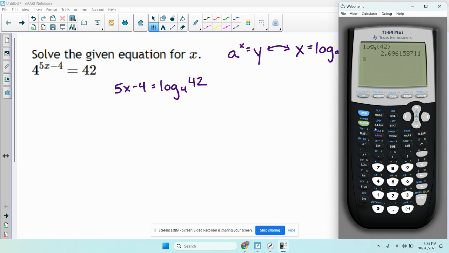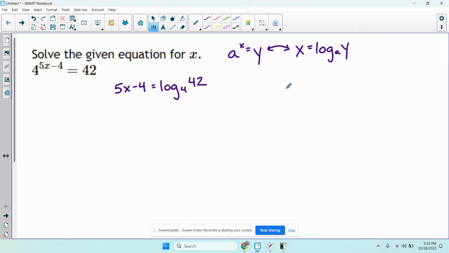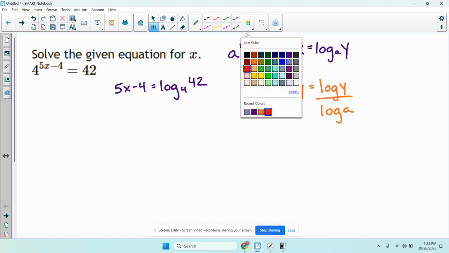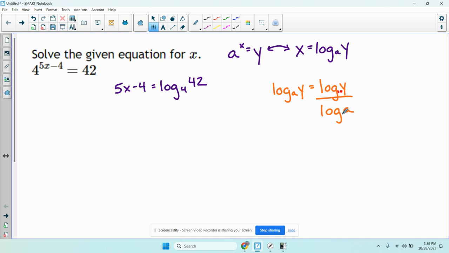If you don't have a log base button, what you can do is use the change of base formula. It's easier to write than to actually explain. So if I'm trying to find log base a of y, I can write this as log of y over log of a. And remember, when I don't write the base, it's implied that this is the common log, which is base 10. I could also write this as the ln of y over the ln of a.